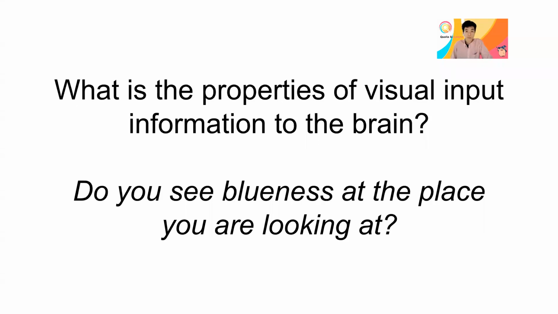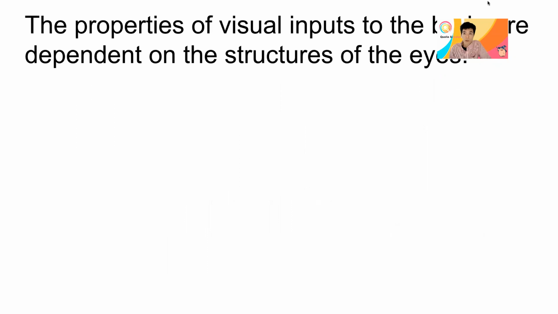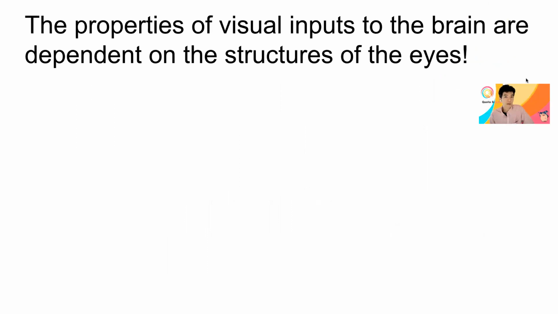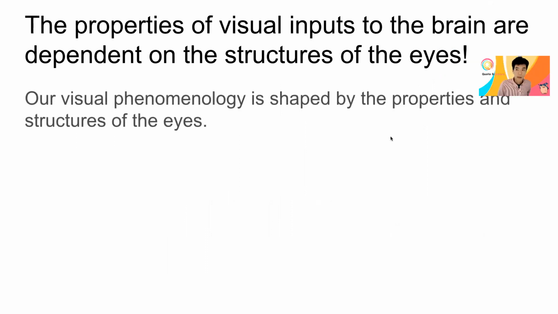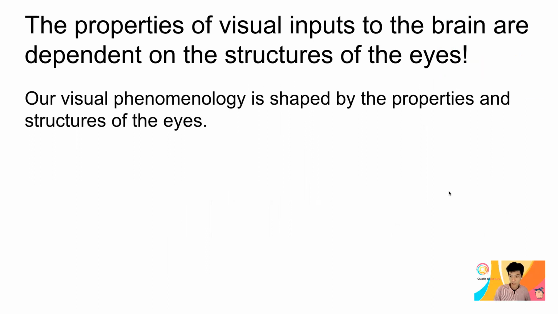Okay, so what are the properties of visual input information to the brain? And I'm going to ask a question during this video. Do you see blueness at the place where you're looking at? So the properties of the visual inputs to the brain are dependent on the structure of the eyes, which is totally understandable. And our visual phenomenology is shaped by the properties and structure of the eyes.